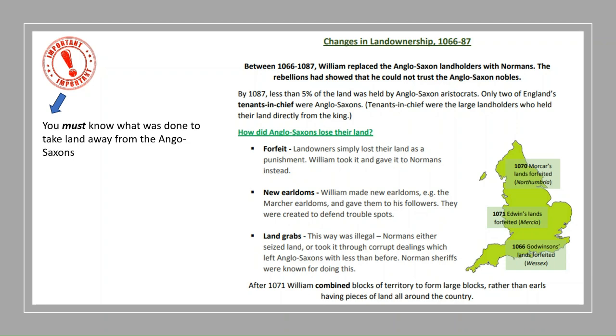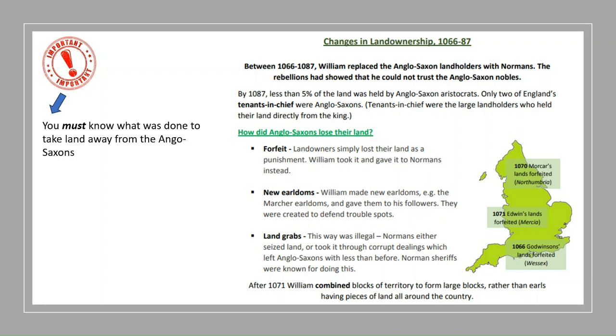They were created to defend trouble spots. Land grabs. This was illegal. Normans either seized land or took it through corrupt dealings, which left Anglo-Saxons with less than before. Norman sheriffs were known for doing this. After 1071, William combined blocks of territory to form large blocks, rather than earls having pieces of land all around the country, so they could put them together to threaten him.